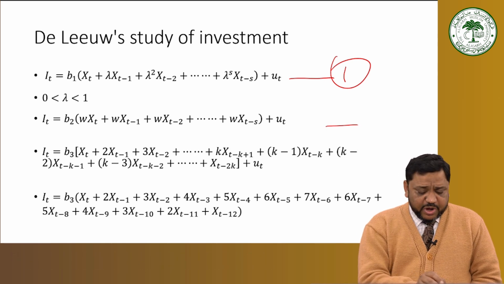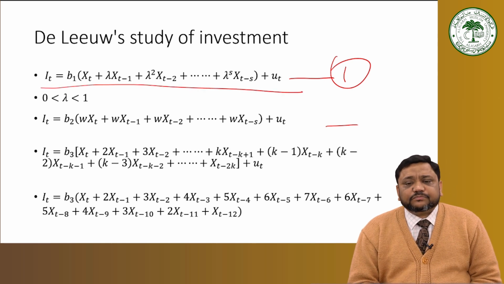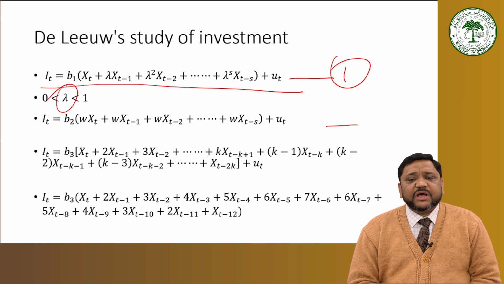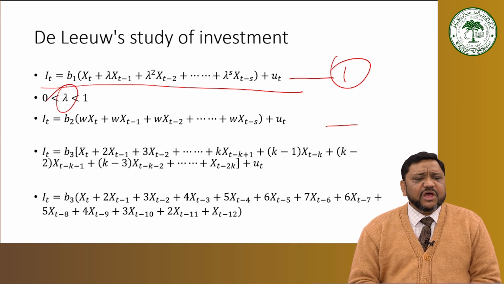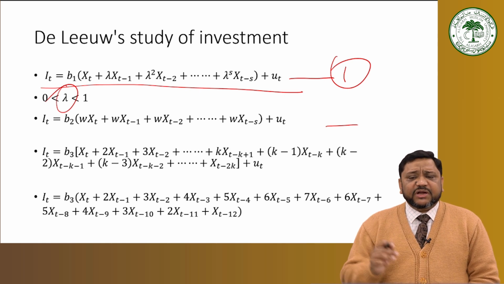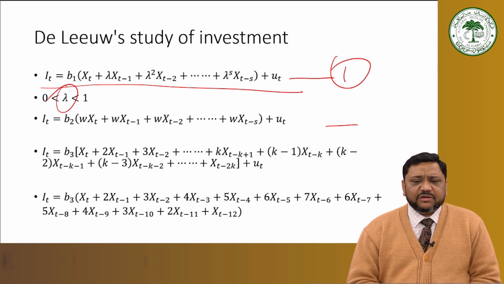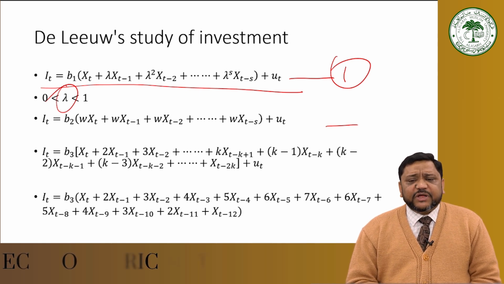The first one, where the value of lambda is more than 0 and less than 1, is the standard distributed lag function with declining weights. The weights are geometrically declining. This form was also suggested by Koyck. We will see Koyck in detail. Then we move on to the next one.